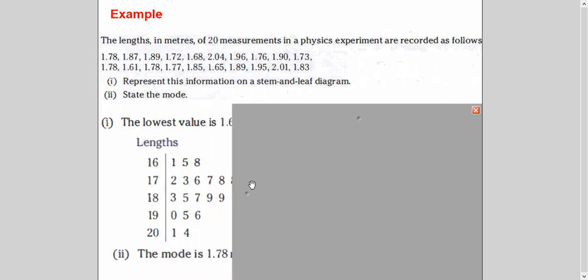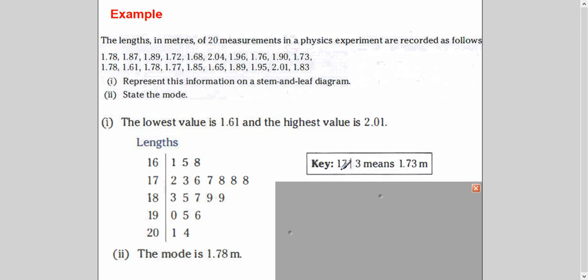So how will you express it then? You see, I'm not writing the decimal here. I will cover that aspect in my key, how my key will read it. Like I said, a leaf cannot have more than 1 digit, but a stem can. So I'm writing 16.1, 16.5. So how will I read it? The key is telling me it will be 1.73, right? So we are writing all the digits from here, the whole number and the first digit after the decimal, together.